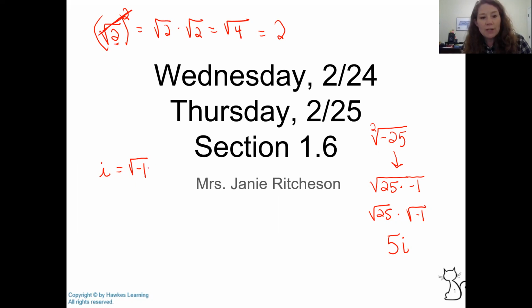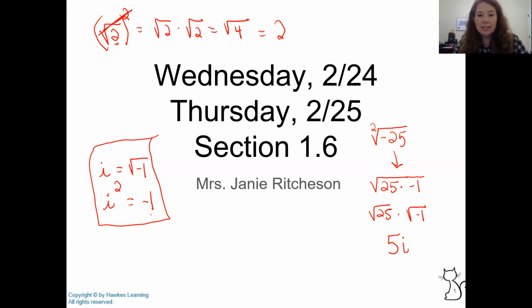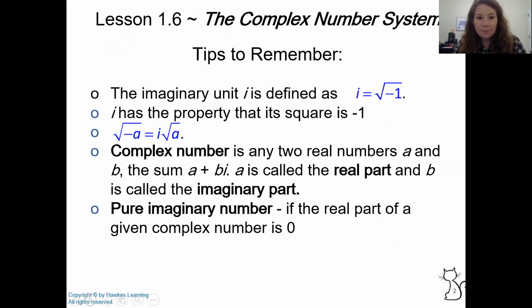So if you square i, the square root of negative 1, you're going to get negative 1. These are the two rules you need to write down and remember: i is equal to the square root of negative 1, and i squared is equal to negative 1. So that's what we're going to look at tonight.